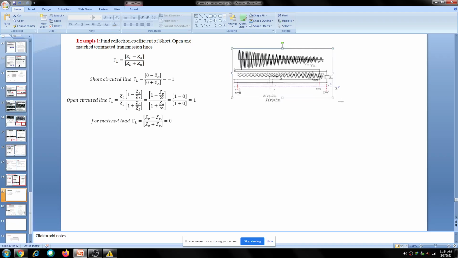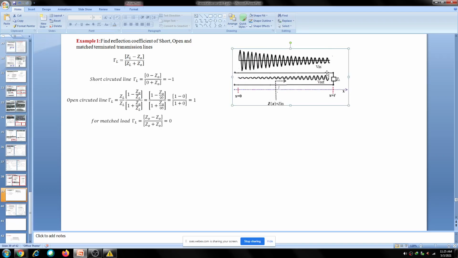See your reflection coefficient: this is a reflected wave, with a magnitude and phase. And this is a lossy line. What we are seeing here is a lossy line, which means there is attenuation. As the wave travels, its amplitude goes on decreasing. Similarly, this reflected wave generated at the load decreases in amplitude as it travels.